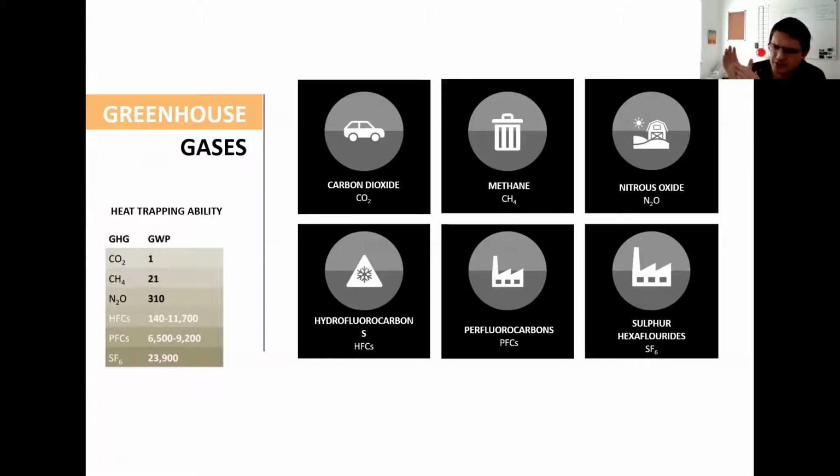So obviously carbon dioxide is a byproduct of combustion. Methane is quite commonly released from waste operations, hence the bin, but it's also quite common in agriculture. Nitrous oxides have, again, an agricultural link, but there's also industrial links there. And then hydrofluorocarbons are pretty common in refrigerants, and then perfluorocarbons and sulfur hexafluorides are more common in manufacturing.